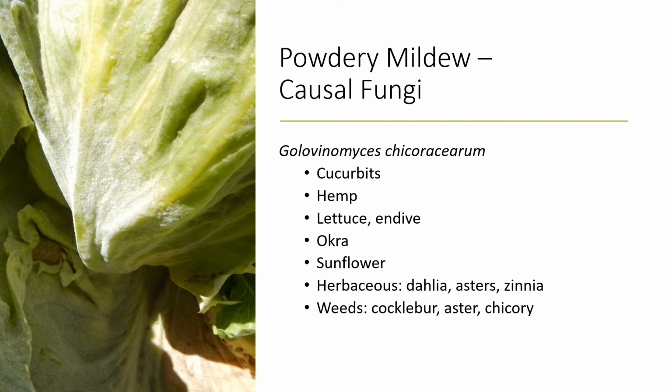But there's a Golovinomyces species called chicoracearum that's extremely widespread, has a very wide host range, and this is the Golovinomyces species that we see the most, not just in cucurbits, but I'm seeing it in hemp. This is the one that affects lettuce, very commonly sunflower, Asteraceae hosts, a very wide host range, including herbaceous ornamentals, a lot of our weeds like cocklebur, again the Asteraceae, chicory. We'll see a lot of Golovinomyces chicoracearum as a causal agent of cucurbit powdery mildew in Kentucky.